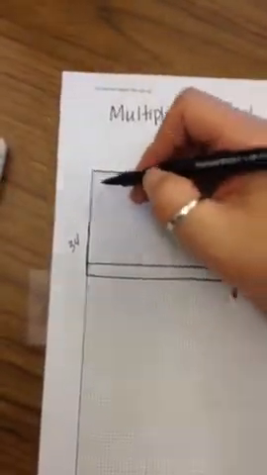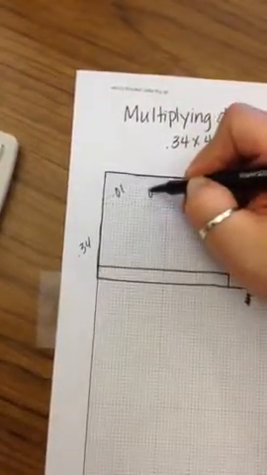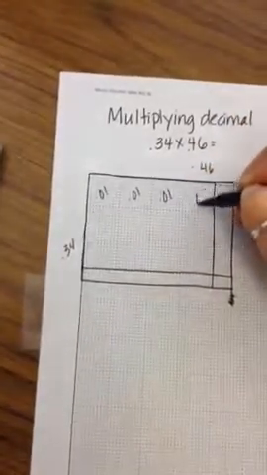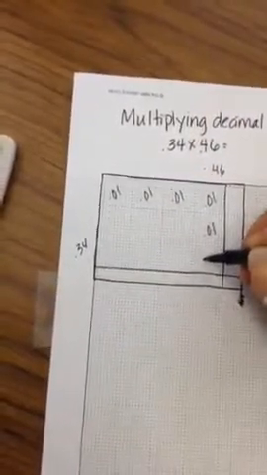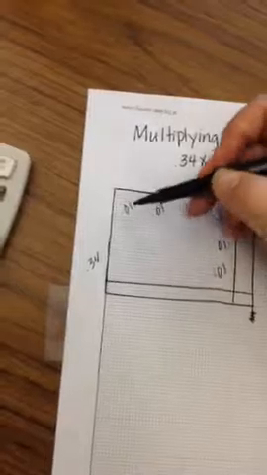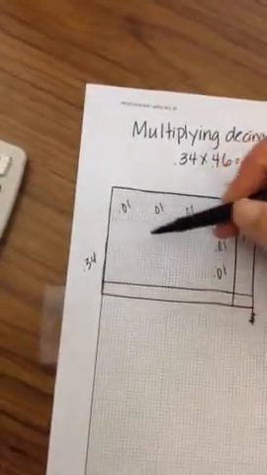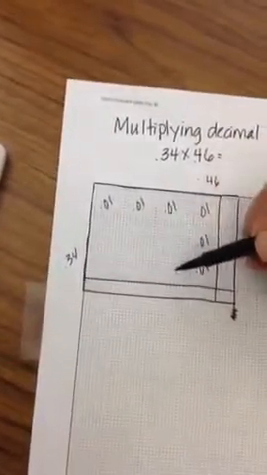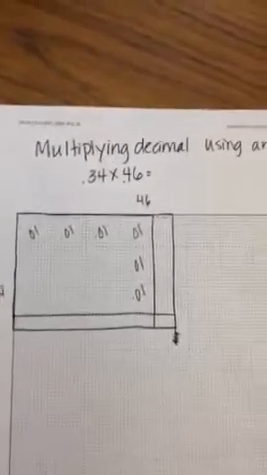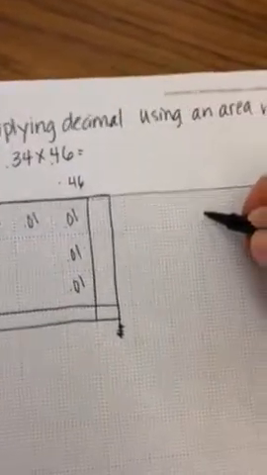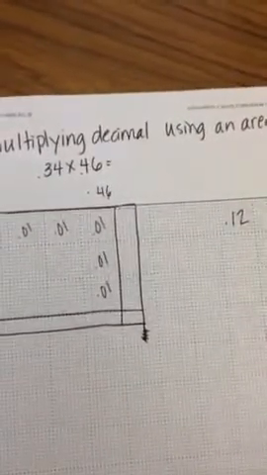Okay, so in the beginning I go so far as labeling these all so the kids know. But for the sake of this video, I'm just going to count 1, 2, 3, 4, 5, 6, 7, 8, 9, 10, 11, 12 hundredths. So over here, I would write 12 hundredths.